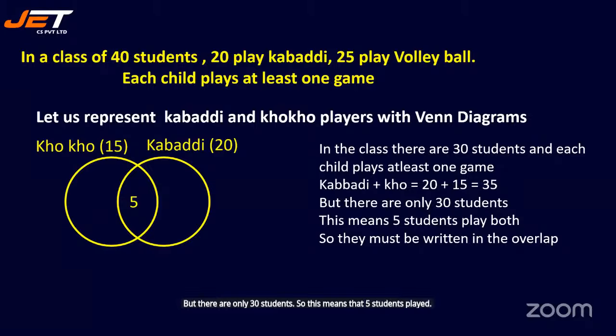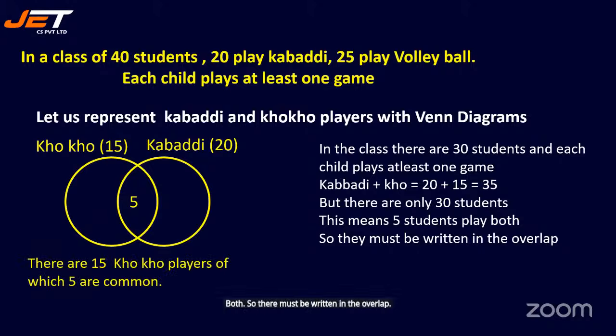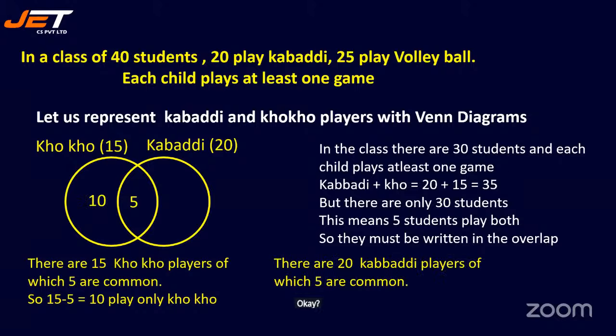So they must be written in the overlap. There are 15 Kho-Kho players, of which 5 are common. So 15 minus 5 is 10. So 10 play only Kho-Kho. There are 20 kabaddi players, of which 5 are common. So 20 minus 5 is equal to 15. So 15 play only kabaddi.